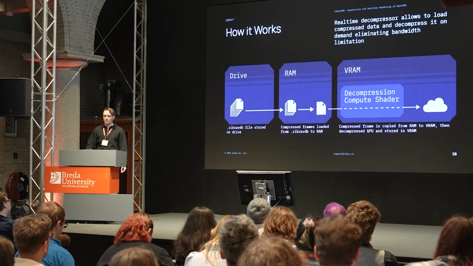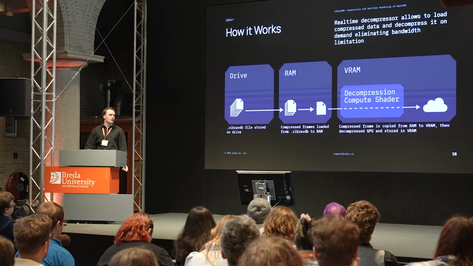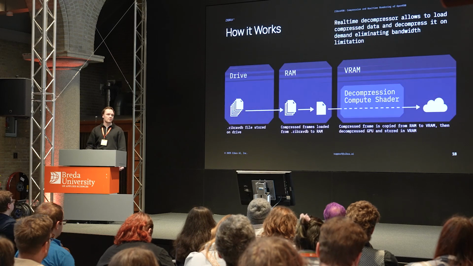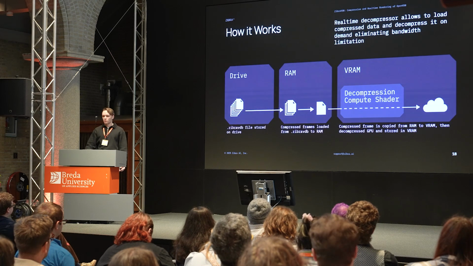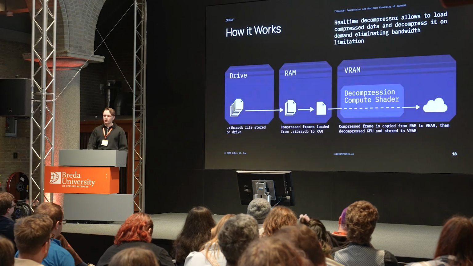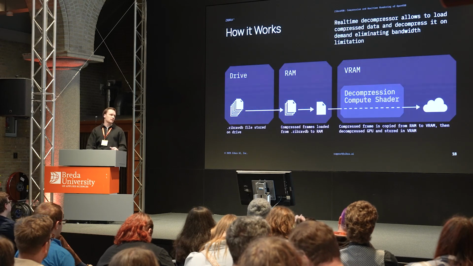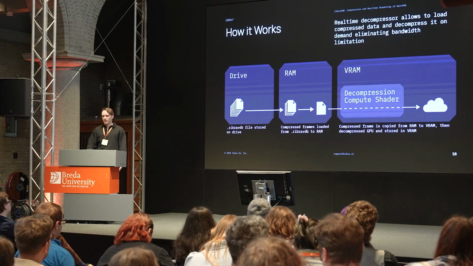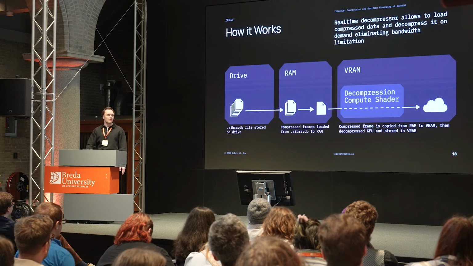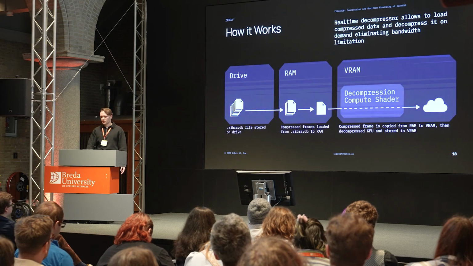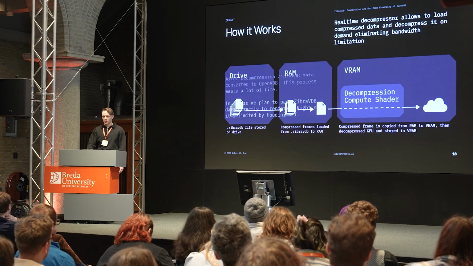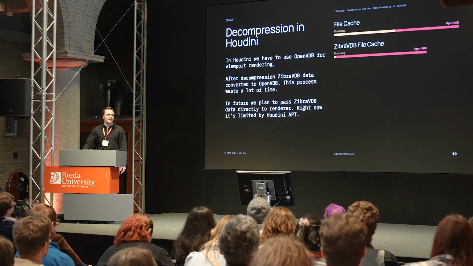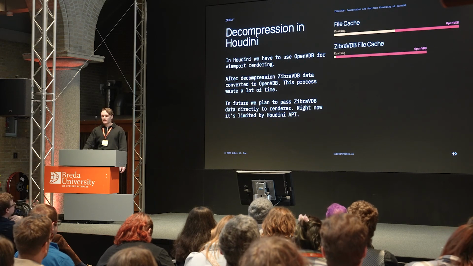You eliminate the bandwidth bottleneck by streaming from disk not the full-frame VDB but the compressed VDB, and you generate the decompressed data directly in your VRAM. In this way, you don't have wait times for loading data from disk. But as I said, in Houdini we don't have real-time playback of VDB.